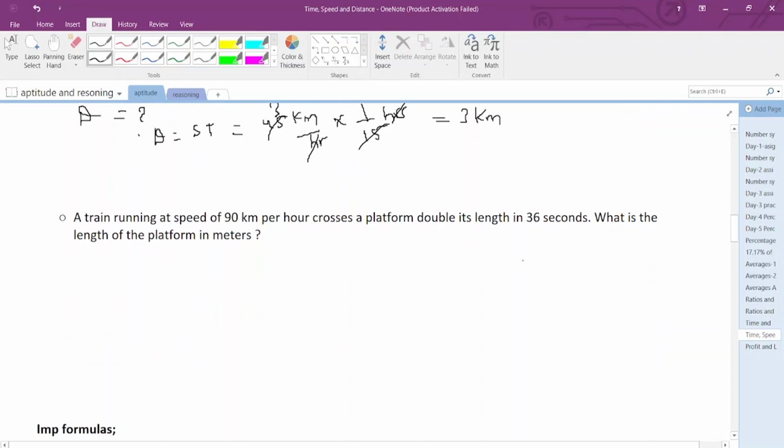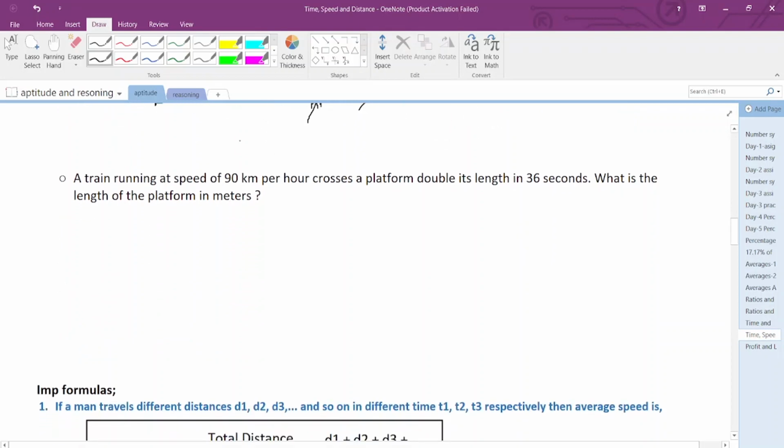Okay, so now let's move to the next question. Read the question. A train running at a speed of 90 kilometers per hour crosses a platform double its length in 36 seconds. What is the length of that platform? Here, first of all, he talked about the train, but the train's length is not given. So assume it is x. And he also talks about the platform.